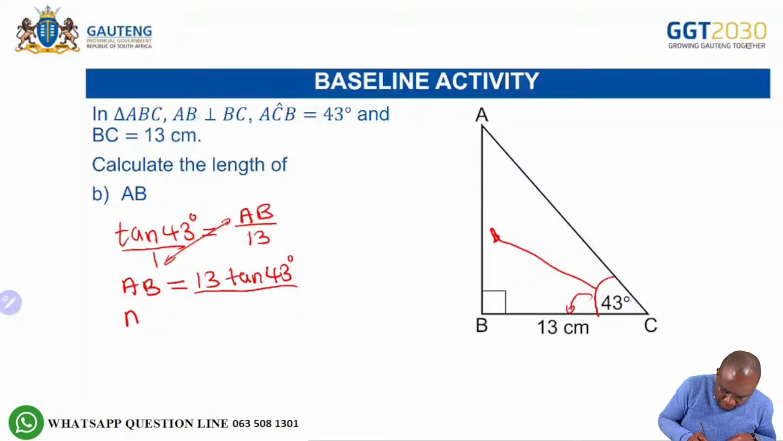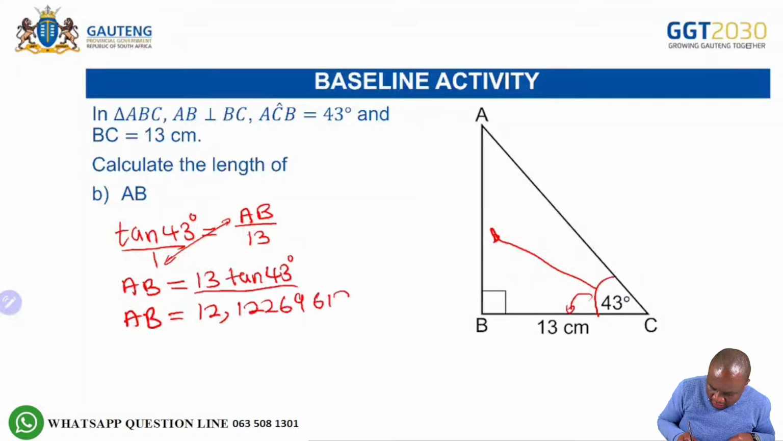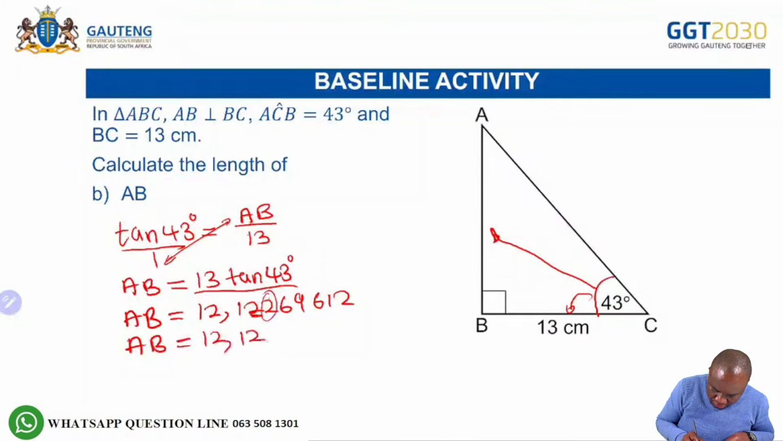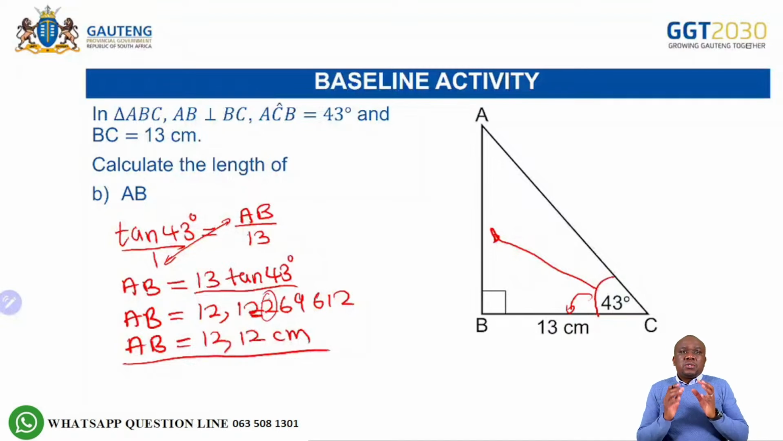You get that AB is equal to, what did I get? I got 12.12269612. Then round off to 2 decimal places. These 2 will remain unchanged because this is less than 5. So it's going to be 12.12 centimeters. Remember SOHCAHTOA. So we are going to be using trigonometric ratios throughout the lesson.